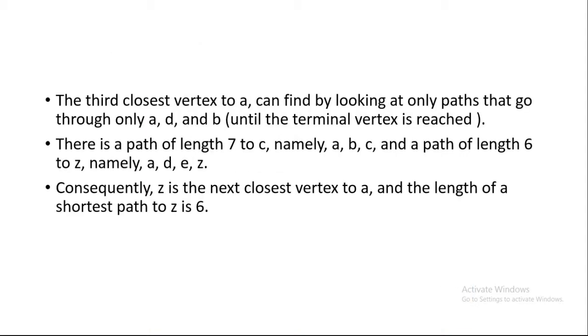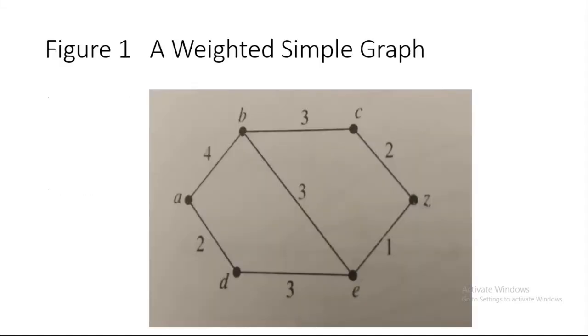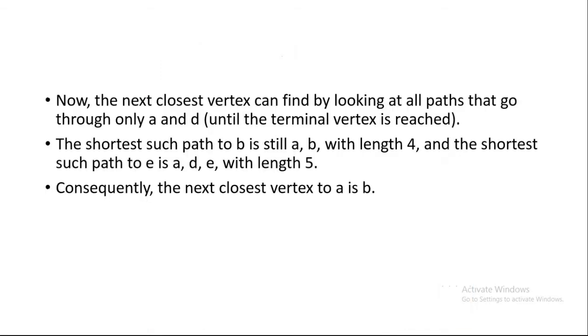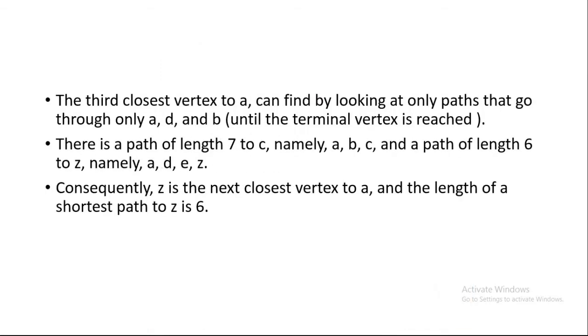Okay, then a path of length 6 to Z, namely ADE and Z. So see here, AD 2, DE 3 and EZ 1, means 2 plus 3 is 5, 5 plus 1 is 6. So consequently Z is the next closest vertex to A, obviously, because 6 is less than 7, and the length of the shortest path to Z is 6.